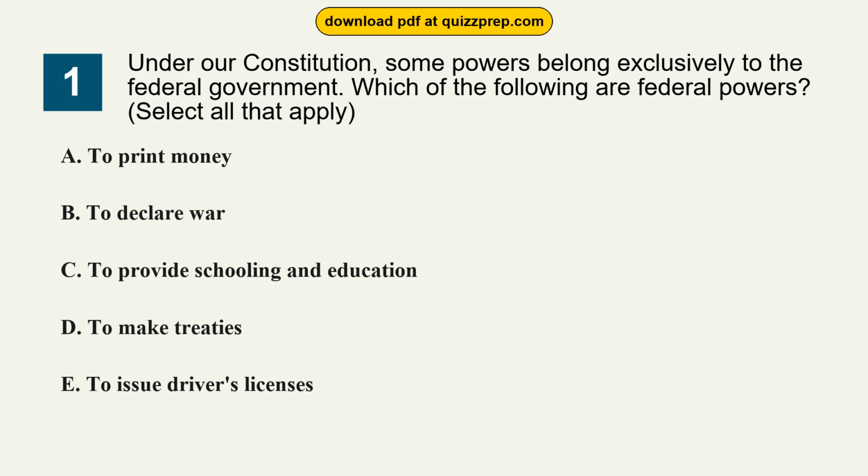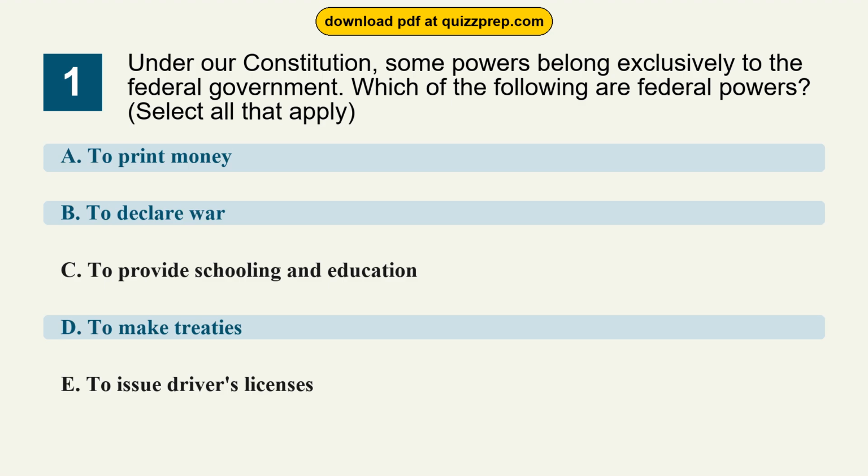Question 1. Under our Constitution, some powers belong exclusively to the federal government. Which of the following are federal powers? Option A. To print money. Option B. To declare war. Option C. To provide schooling and education. Option D. To make treaties. Option E. To issue driver's licenses.